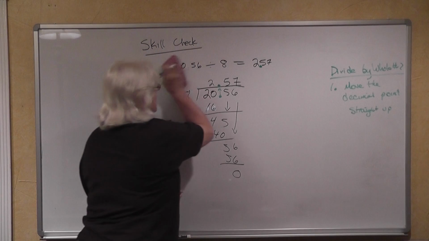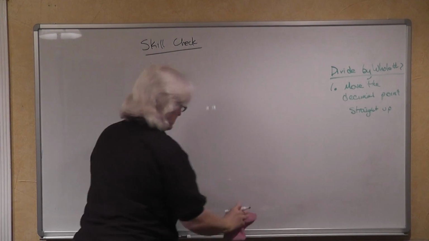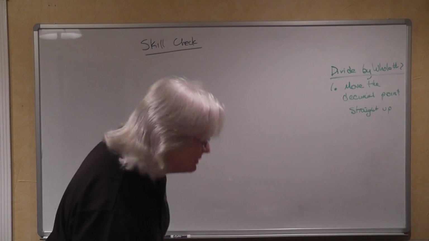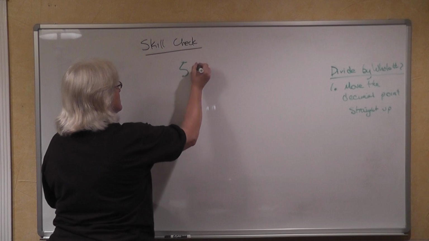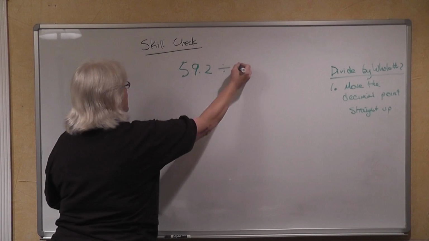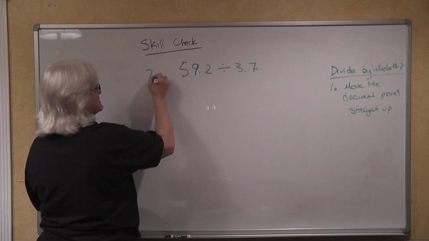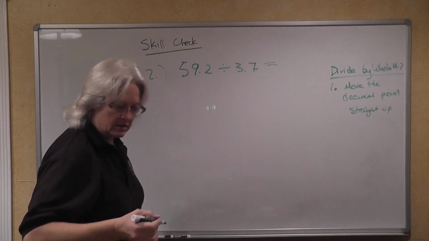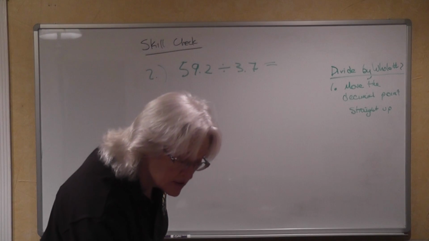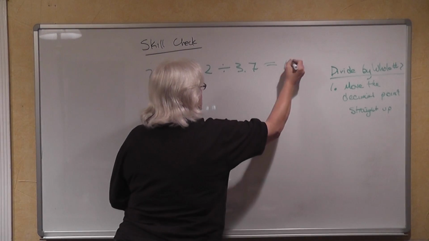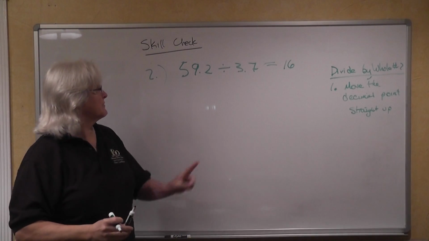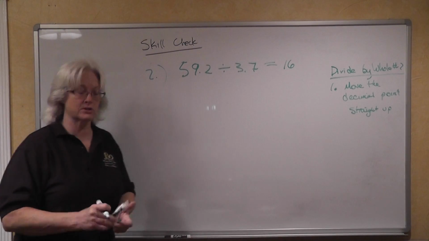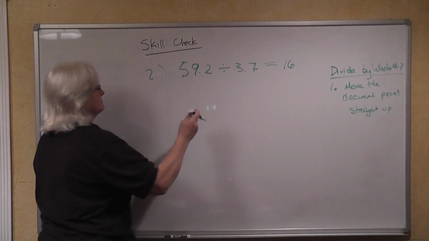Okay, let's look at skill check number 2 and see what we have. We have 59.2 divided by 3.7. This is skill check number 2, and they tell us that our answer is 16. Don't fall into the trap of thinking there's 1 decimal place, 2 decimal places, so it's going to be 0.16. Let's see what actually happens when we do our division.